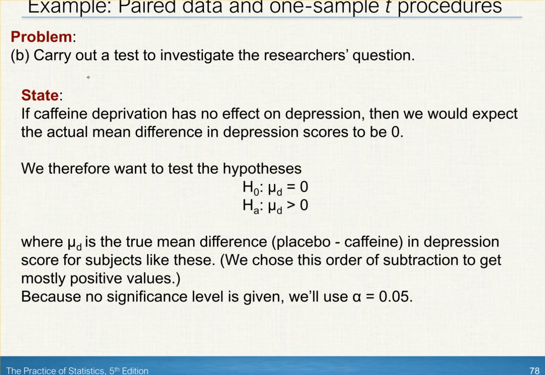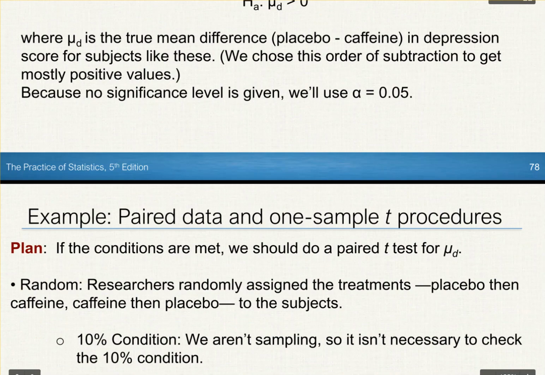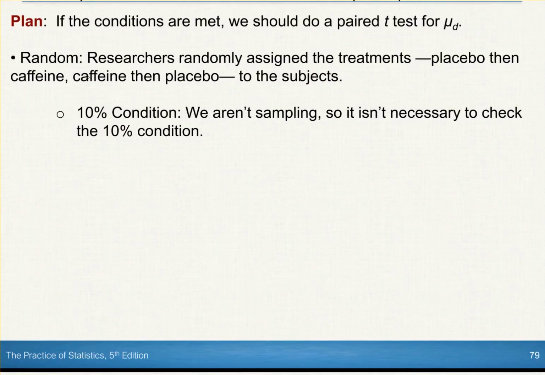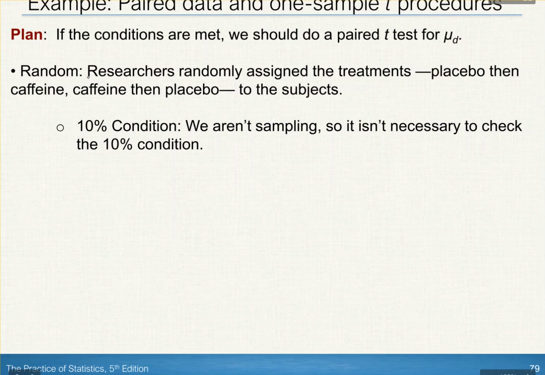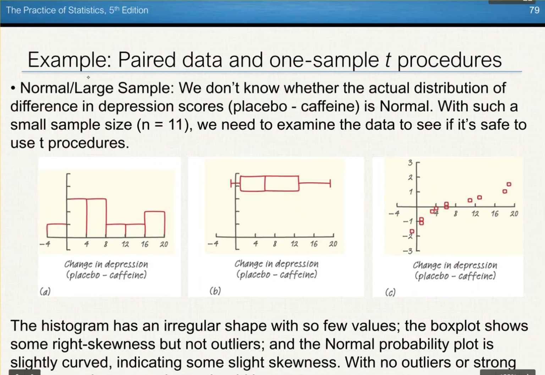And again, alpha equals 0.05 is a good spot to use if there's no significance level given. All right, so conditions are met. Is it random? Yes, we talked about it. It was randomly assigned. 10% condition: we aren't sampling without replacement or anything like that, so there is no 10% condition.